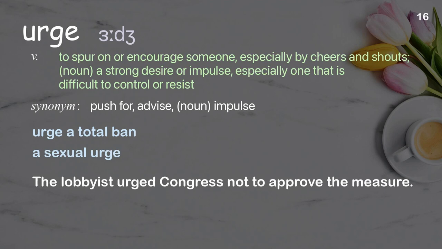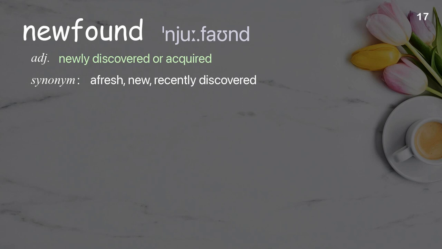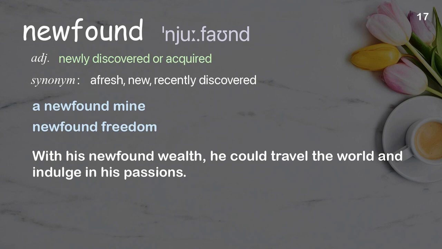Newfound. Newly discovered or acquired. Examples: A newfound mine. Newfound freedom. With his newfound wealth, he could travel the world and indulge in his passions.